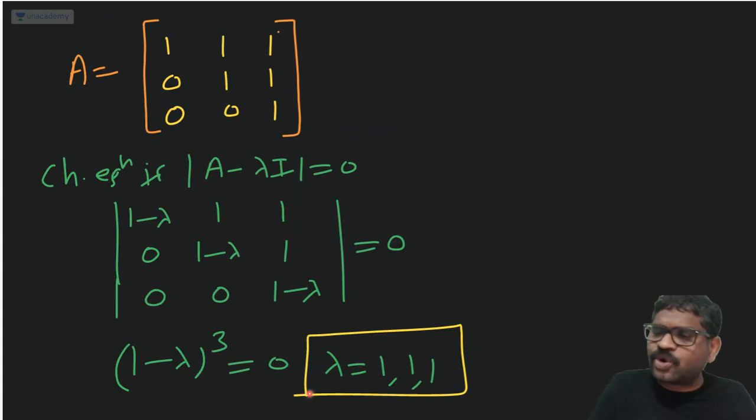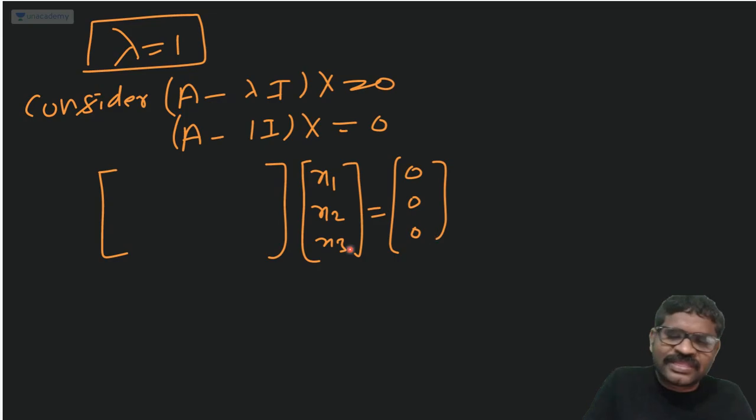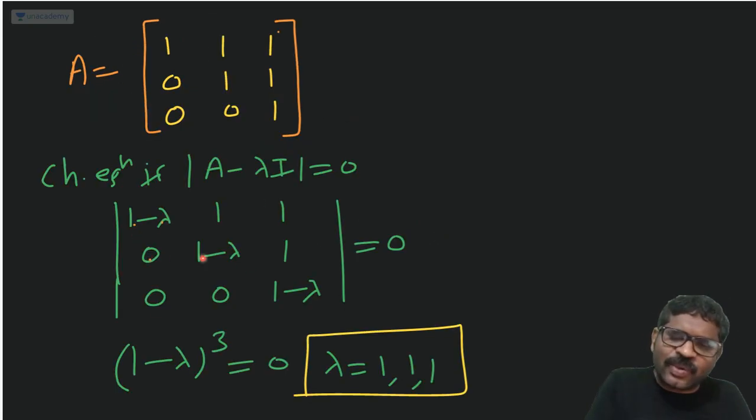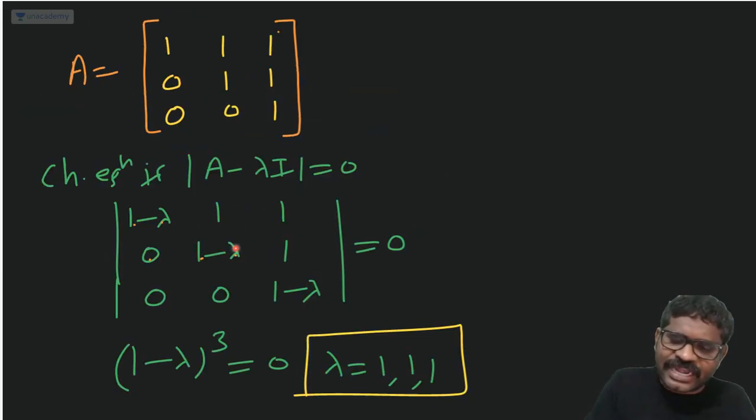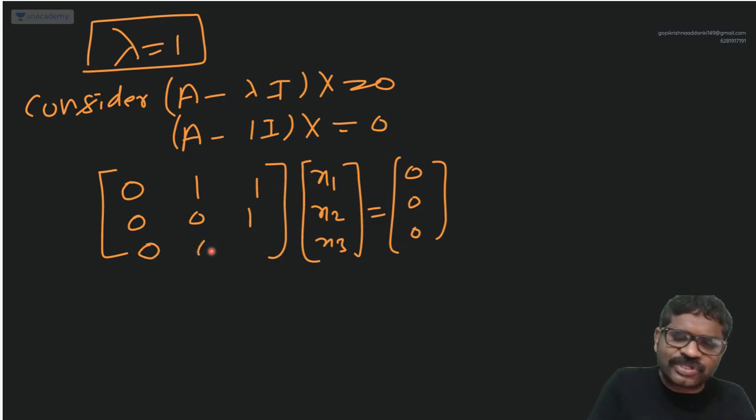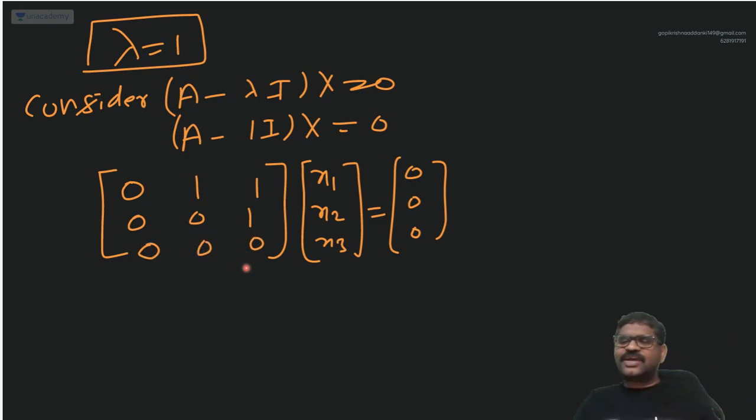Put lambda equal to 1 in A minus lambda I. 1 minus 1, 0, 1, 1. Next, 0, 1 minus 1 is 0. So 0, 0, 1. Next, 0, 0, 1 minus 1, 0, 0, 0, 0. Okay. Now, is it in echelon form?